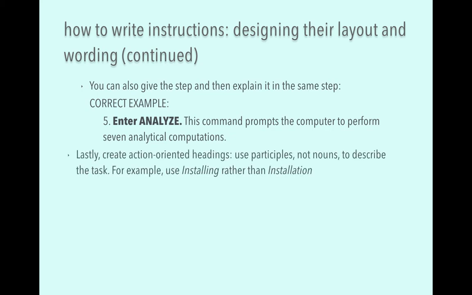And lastly, create action-oriented headings. Use participles, not nouns, to describe the task. For example, use "installing" rather than "the installation of the equipment." Any kind of verb made into a noun, which is called nominalization, like the word installation or collaboration, is very chunky and it's hard to decompress, understand, and execute. "Installing" tells me that that's what you're helping me do. We're installing this particular function. We're collaborating. We're not dealing with collaboration. And it allows us also to get much more to the point without a lot of words.